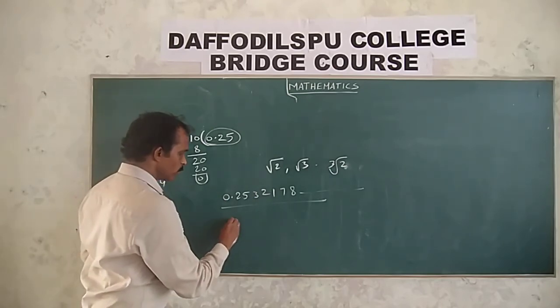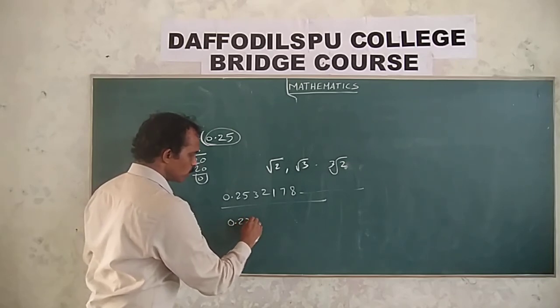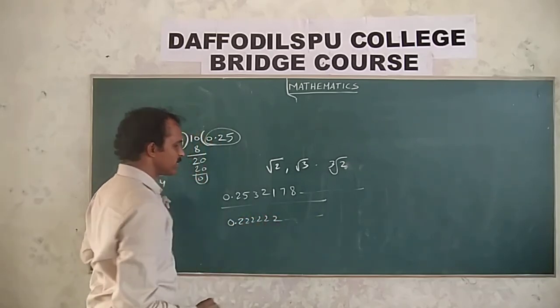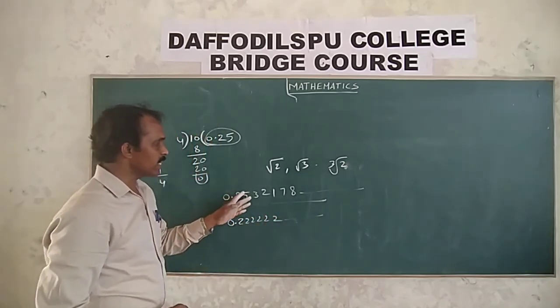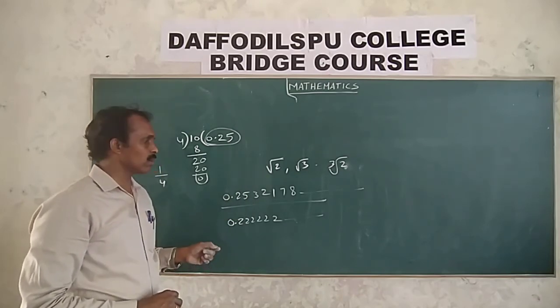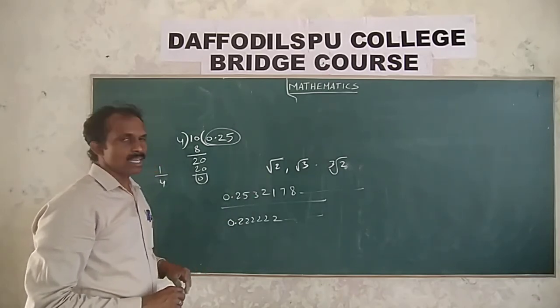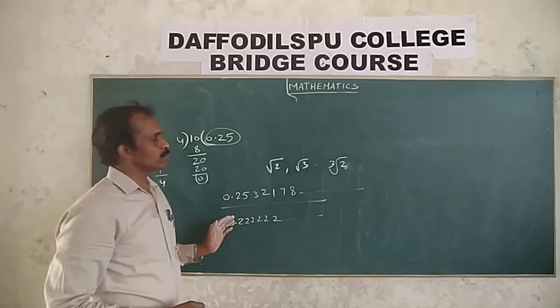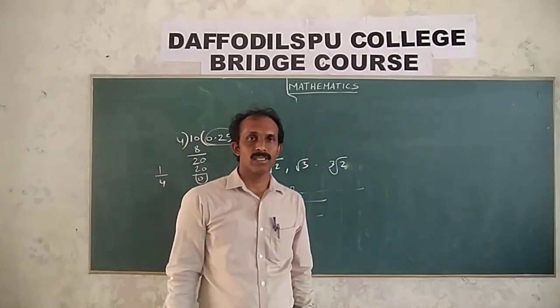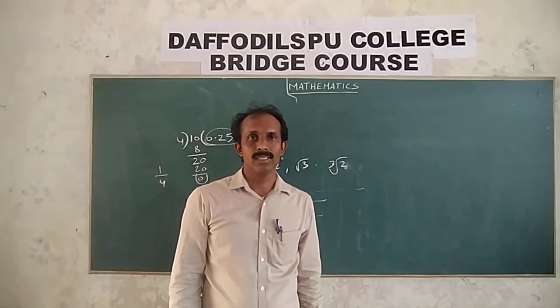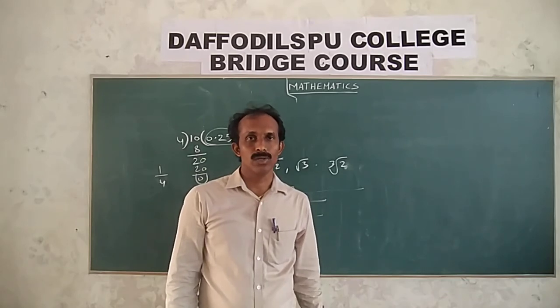Recurring means, suppose 0.22222, the same number repeats. This is called recurring. So non-terminating and non-recurring numbers are called irrational numbers. So this concept was explained in the next class. Thank you students. Revise this concept and do those problems.